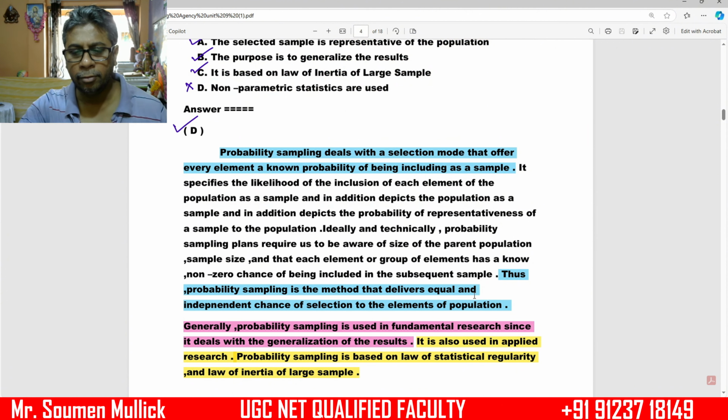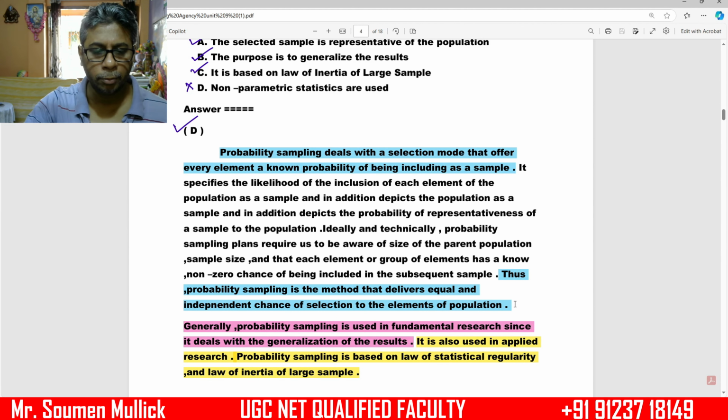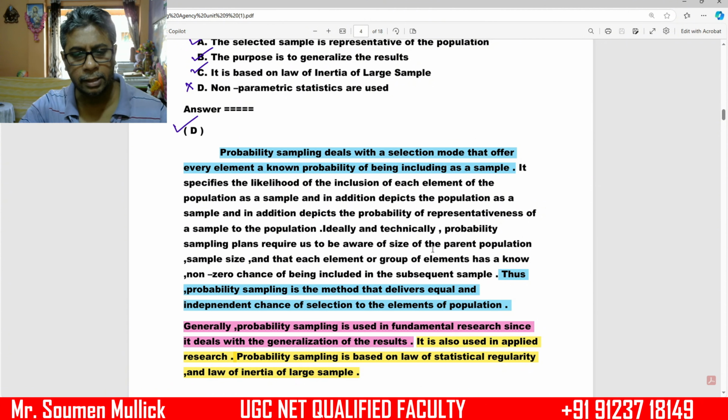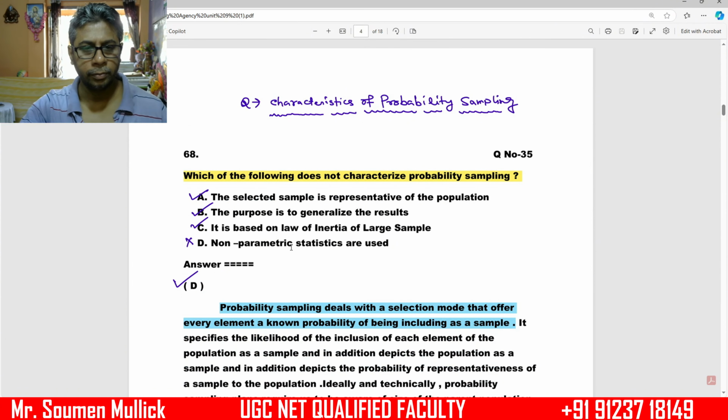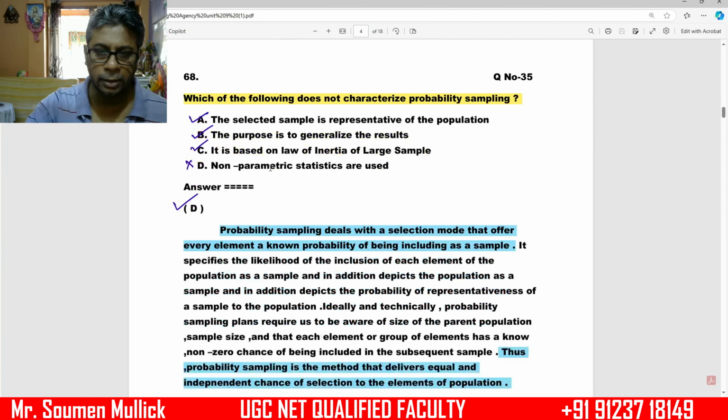Generally, probability sampling is used in fundamental research since it deals with the generalization of the result. It is also used in applied research. Probability sampling is based on the law of statistical regularity and the law of inertia of large numbers. So our question: which of the following does not characterize probability sampling? Now we learn the concept and characteristics of probability sampling. A, the selected sample is representative of the population, is correct. The purpose to generalize the result, correct.